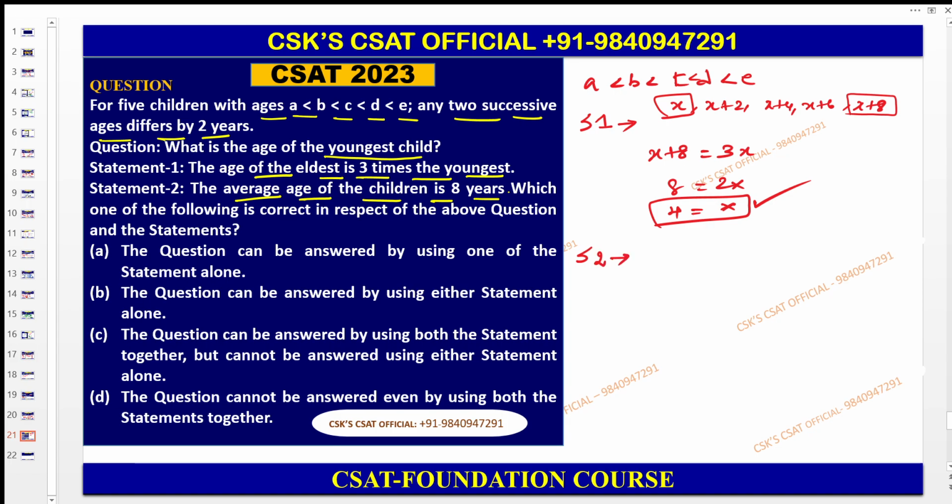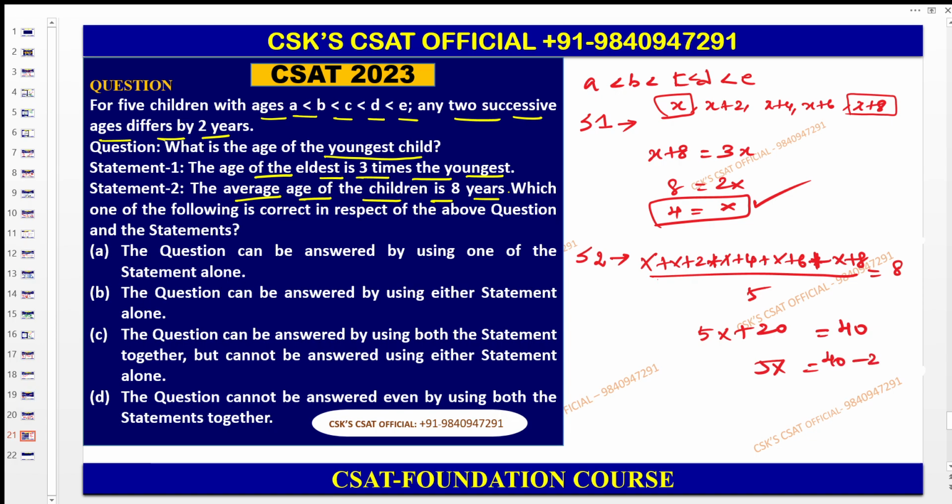The average weight of the children is 8 years. Therefore, (x plus 2 plus x plus 4 plus x plus 6 plus x plus 8 ...) Okay, total how many? 5. So divided by 5, which is equal to 8. Cross multiply, 40. 5x will be there, plus add up 14, 18, 20. So 5x is equal to 40 minus 20, which becomes 20. So x is equal to 4.